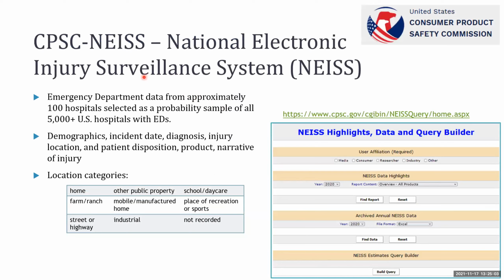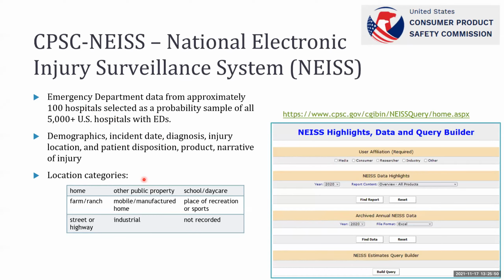Another data source is from the Consumer Product Safety Commission. They have the National Electronic Injury Surveillance System. The surveillance system includes non-fatal injury data from a selected sample of hospital emergency departments in the United States. They are mostly related to consumer products, but non-product related injuries are also included in the system. The NEISS data have demographic variables such as age, gender, race, and ethnicity, incident dates, diagnosis, injury location, and the products involved in that injury.